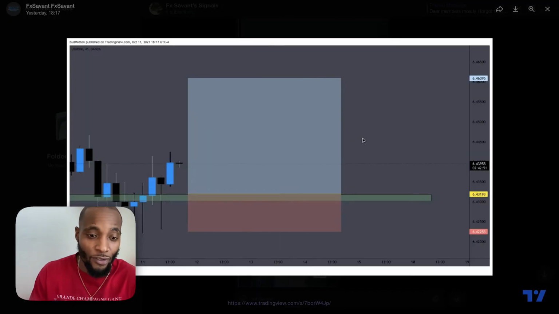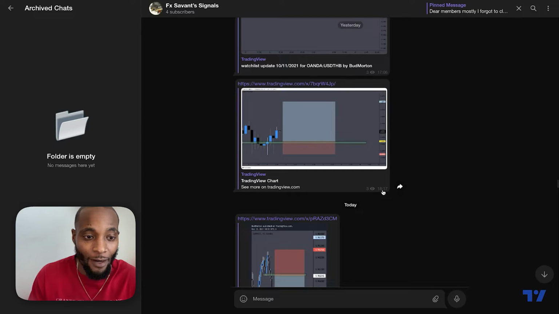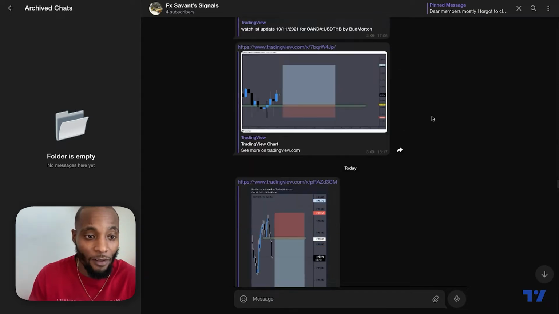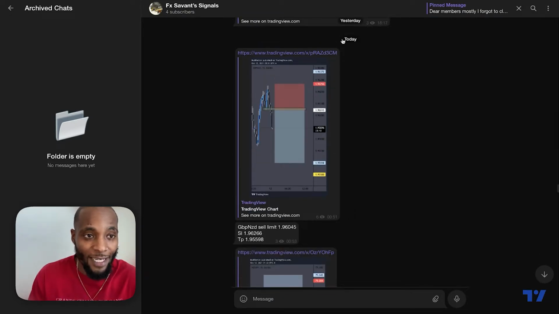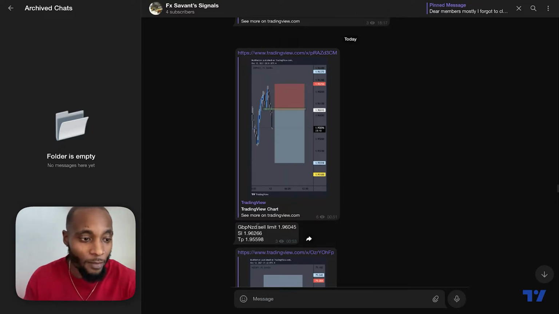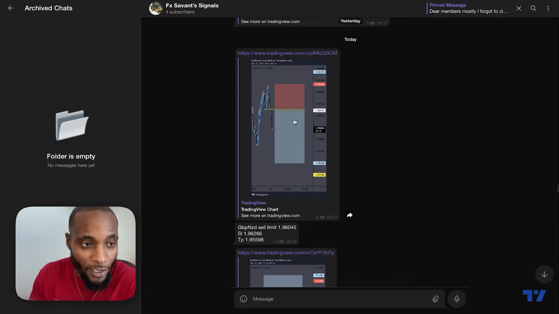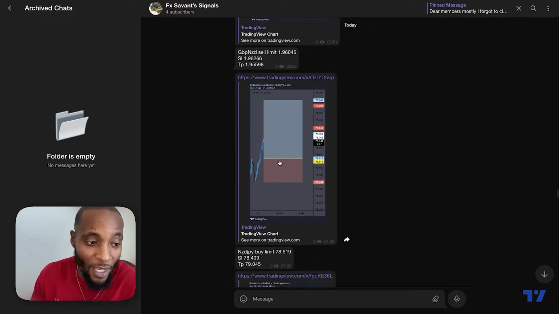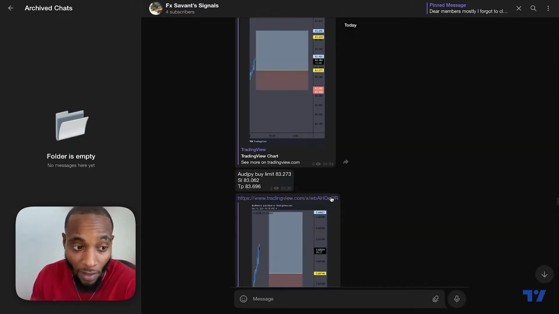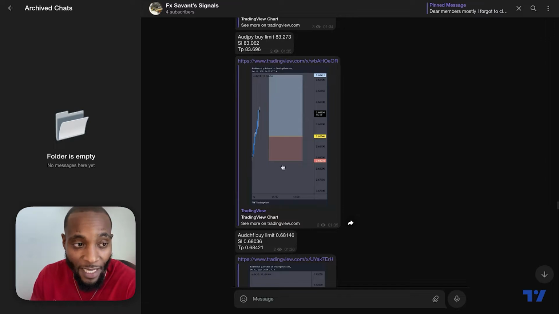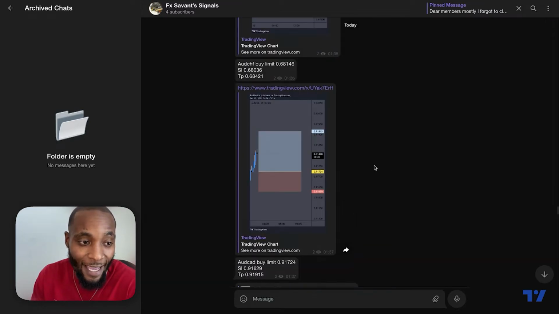If we click on the screen, what do we have? This is USD DKK. We had a buy limit here with our stop here and our take profit up there at the top. That was sent out at about 6, a little after the watch list update. Then in the morning today, right around 1 a.m. Eastern Standard Time, GBP NZD sell. We were looking for a sell there. We had NZD JPY buy. Also had an AUD JPY buy limit set for that, AUD CHF buy limit, AUD CAD buy limit.